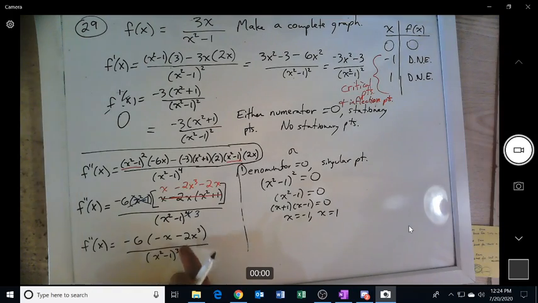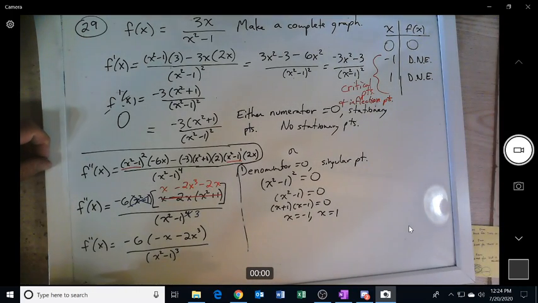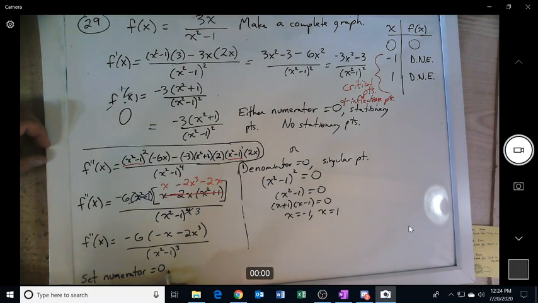When you set the numerator equal to 0, the negative 6 we'll ignore. You can't set that to 0. You divide both sides by negative 6, and you'd get 0 equals negative x minus 2x cubed.